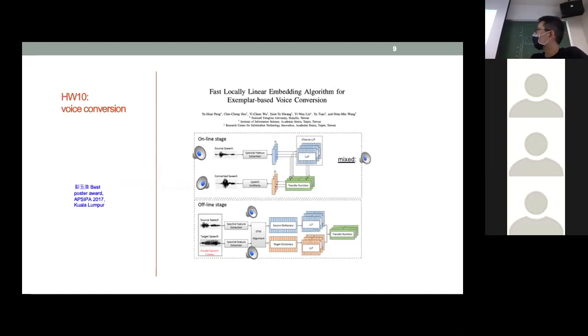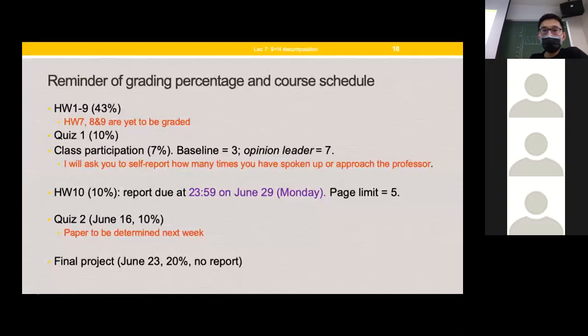So finally, a bit about administration. For the grading percentages, the previous 9 homeworks account for 43%, and I promise I will grade your 7, 8 plus 9. And we have done a quiz, which is 10%, and class participation. So thank you to many of you who chose to speak up during our previous meetings. That's great.